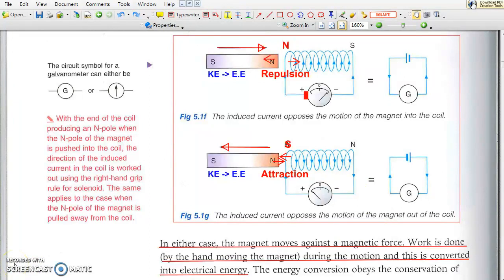Lastly, let me remind you about the connection of the galvanometer. When current flows into the galvanometer from the red terminal, which is also called the positive terminal, there will be a positive reading. On the other hand, when current flows out from the positive terminal, which is colored red, there will be a negative reading.